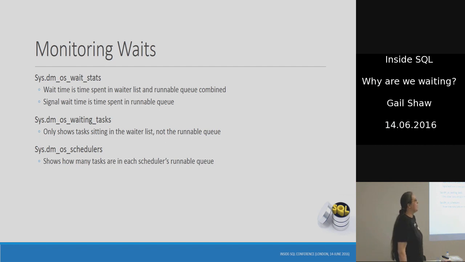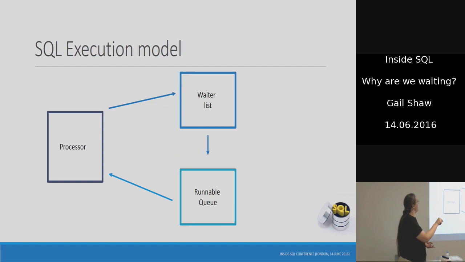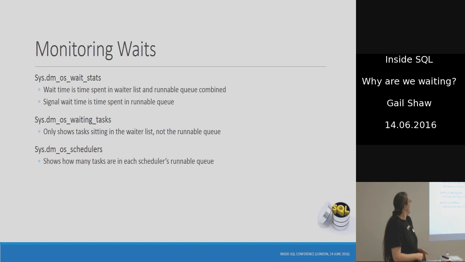sys.dm_os_waiting_tasks. That is a list of sessions, or sorry, threads, which are sitting here. It doesn't count things in the runnable queue, it's just things that are sitting waiting for a resource. And then if you want to know the runnable queues, you can get the count of them, only the count of them, from sys.dm_os_schedulers. This is boring. I said everything under the sun does it.